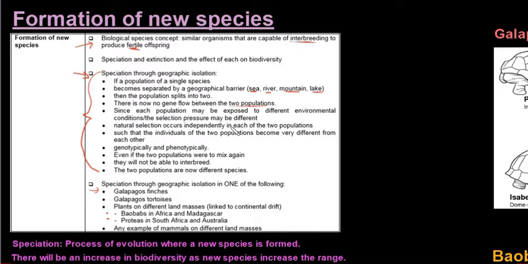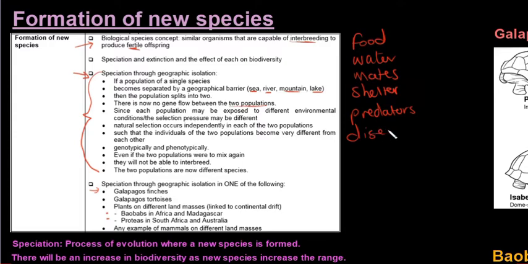Since each population is then exposed to different environmental conditions, the selection pressures may be different. Now remember, selection pressures include food, water, the availability of potential mates, and shelter. Predators in the area may also play a role, and diseases can play a role, all as selection pressures. So natural selection will then occur independently in each of these two populations.